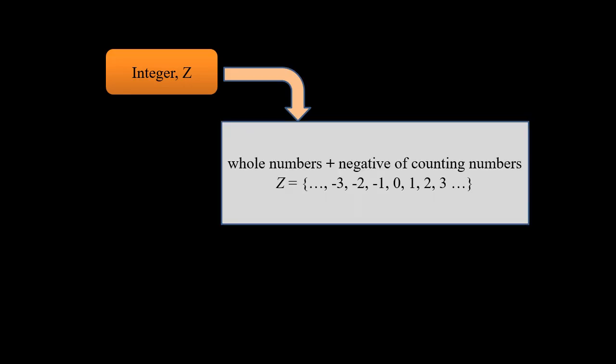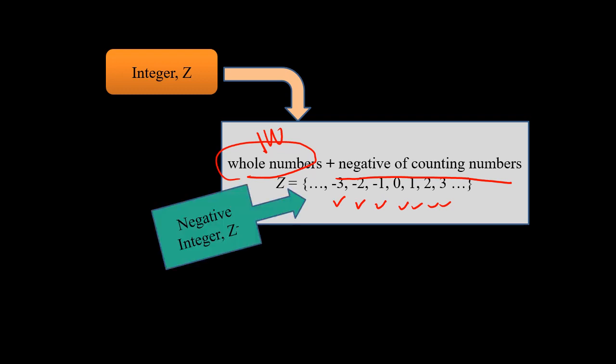Okay, how about integers? So integers is actually the whole numbers, means that we have 0, 1, 2, 3 plus the negative of counting numbers. So negative 3, negative 2, negative 1, 0, 1, 2, 3. So all of these are integers. So we have negative, we have the whole number.